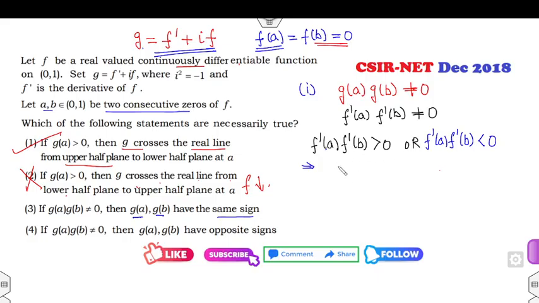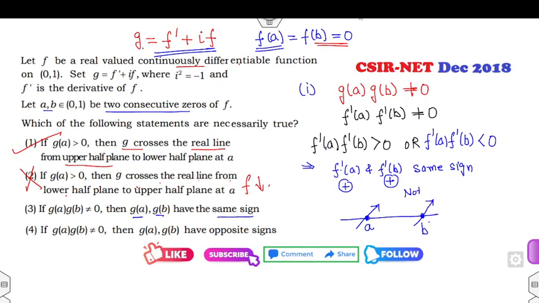Now if both are greater than 0, that means f dash A and f dash B have the same sign. Fine. Now again you can see graphically, this is my root, this is my 0. If f dash A is greater than 0, that's positive, and this is also positive, that means f is increasing at the point A and increasing at the point B, which is not possible. Why? Because if the graph is increasing at the point A and increasing at the point B, then f of B will never be 0, but f of B is 0, as given to you. That means both being positive is not possible. Fine. That means both having the same sign is not possible.